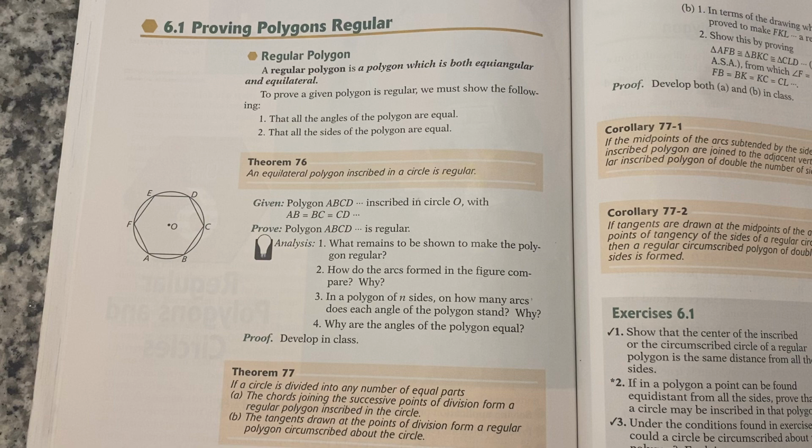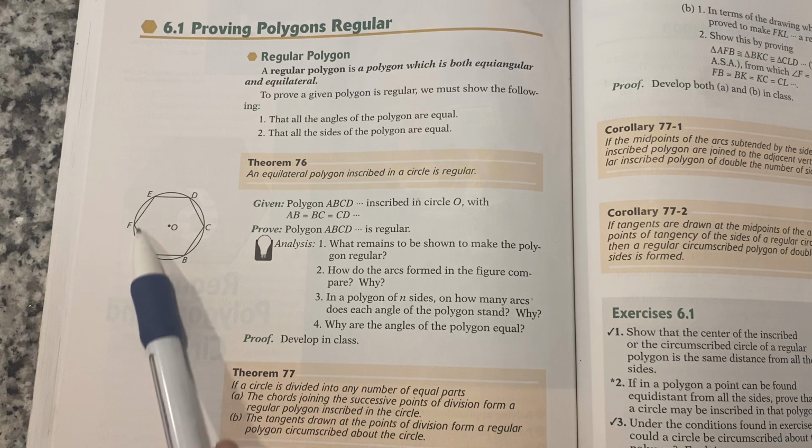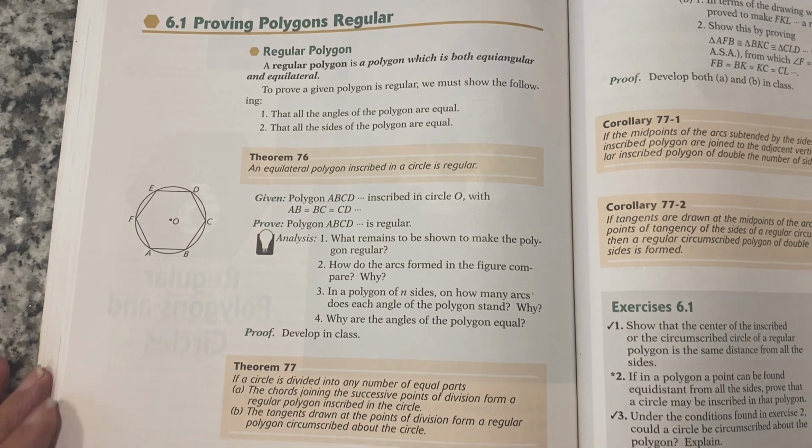So if you have a test question that says just equilateral or just equiangular, be careful, because you can have an equilateral one that doesn't have equal angles and it won't be a regular polygon. So that's important. So on to theorem 76. It says an equilateral polygon inscribed in a circle is regular. So here we have a polygon and it's inscribed in a circle. That means inside the circle, inscribed. It's going to be regular. So that's that definition there.